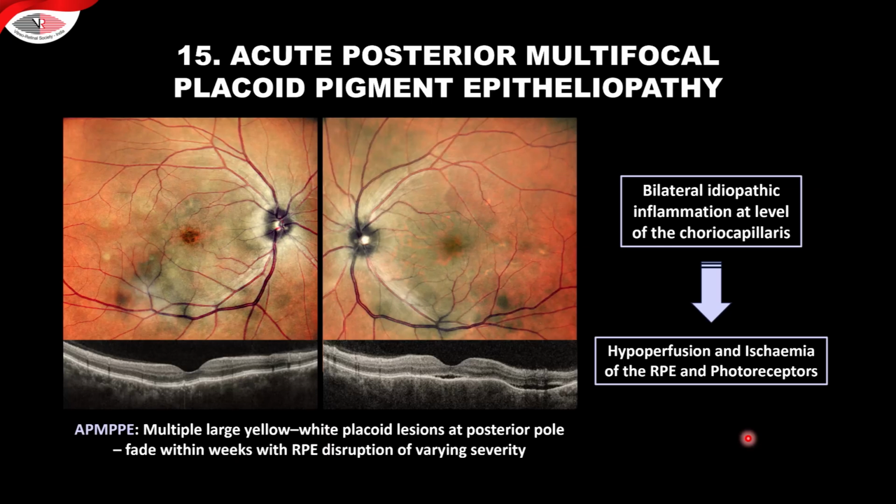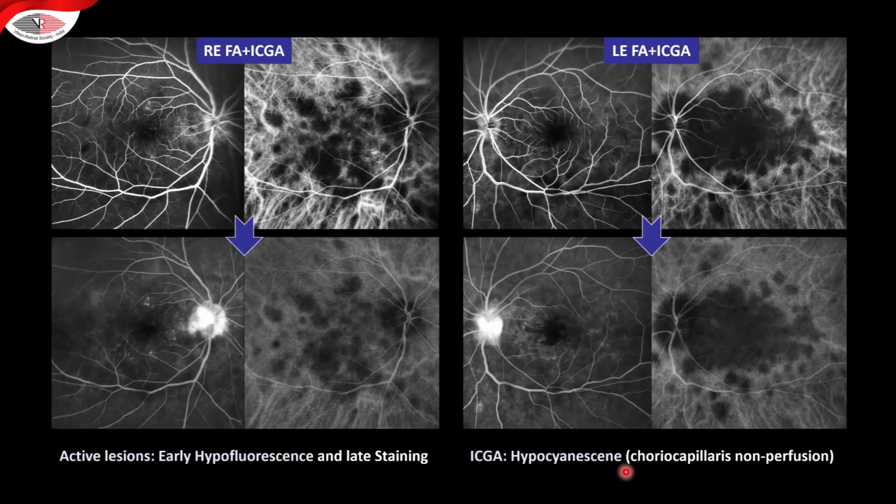Acute posterior multifocal placoid pigment epitheliopathy, APMPPE: bilateral idiopathic inflammation at the level of choriocapillaris causes hypoperfusion and ischemia of the RPE and photoreceptors. Multiple large yellow-white placoid lesions on the posterior pole fade within weeks with RPE disruption of various levels. And you can see here fluorescein on the left and ICG on the right. And you can see the ICG will give you much better definition here.